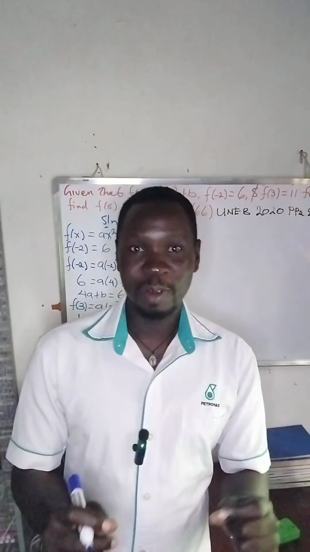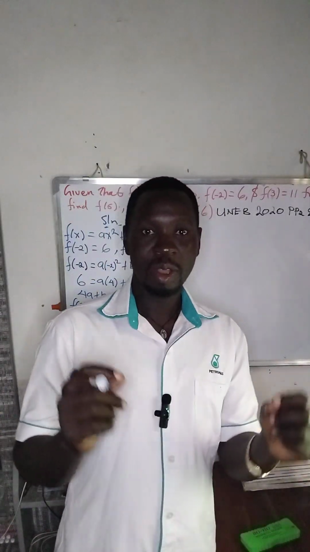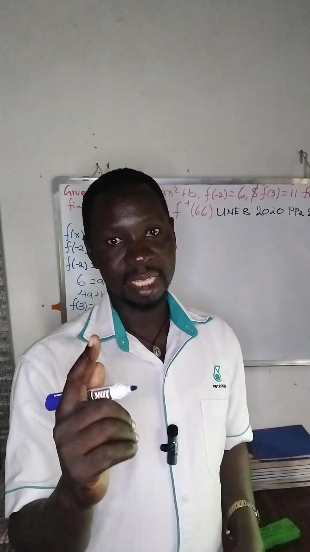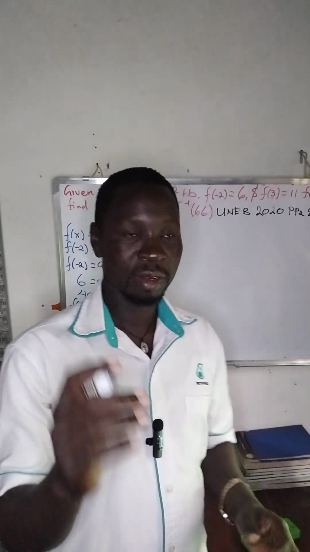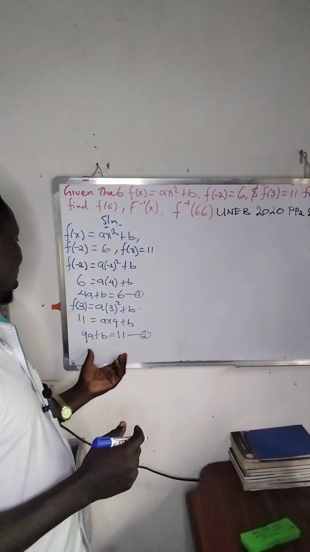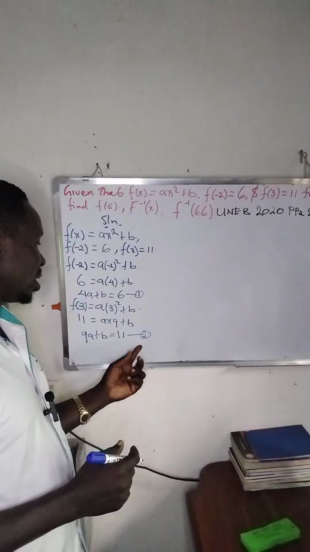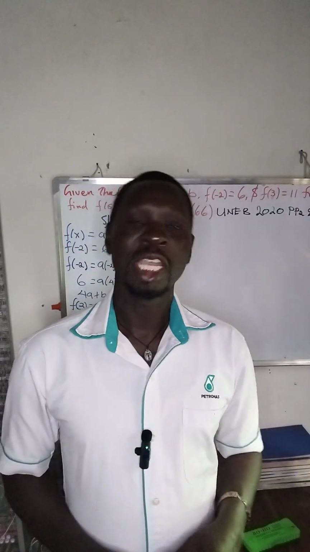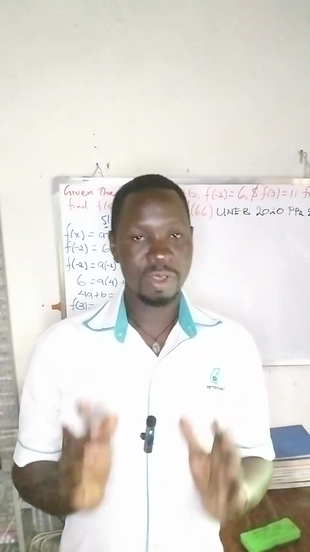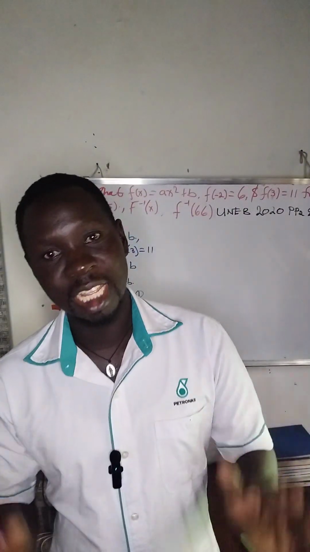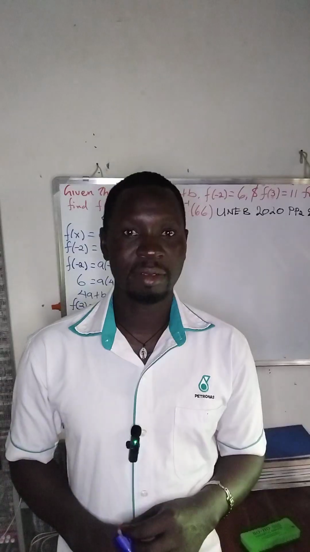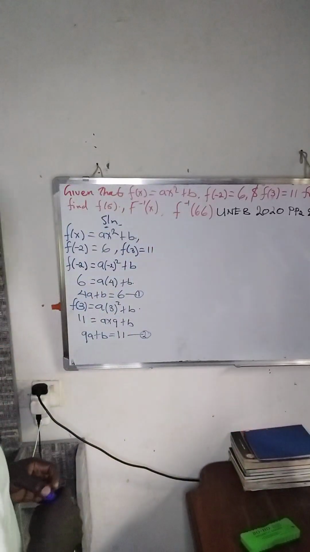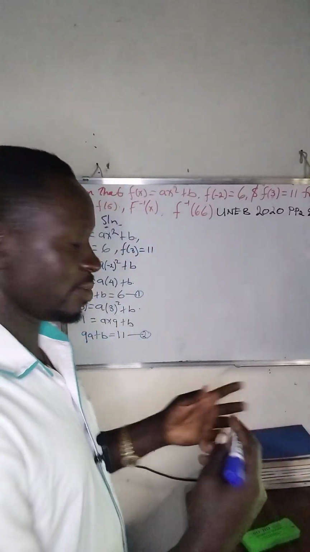Now, we have obtained just the equations. Equation 1 and equation 2. Now we are having simultaneous equations. Here, you can use any method you feel like. Are we together? Yes. For me, I'm going to use the substitution method.